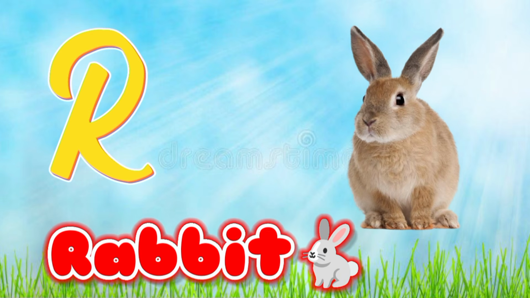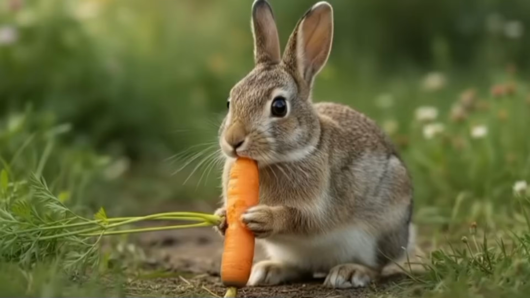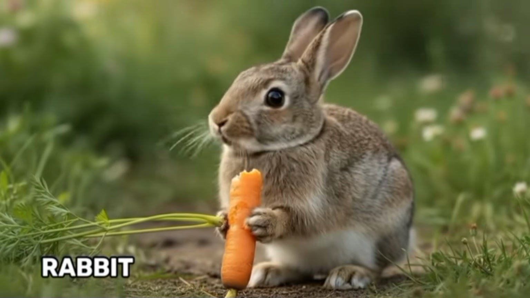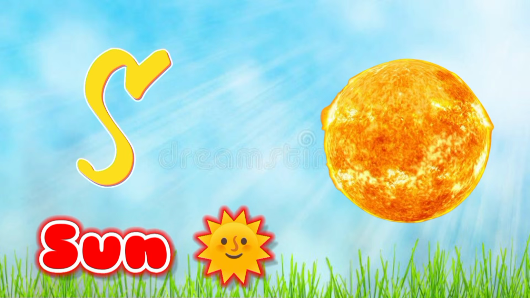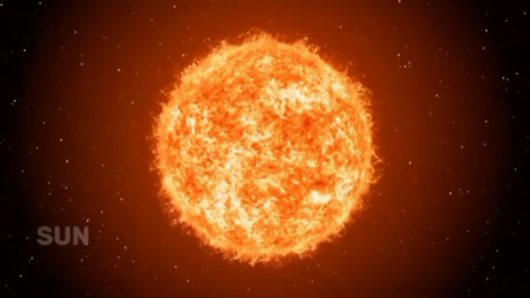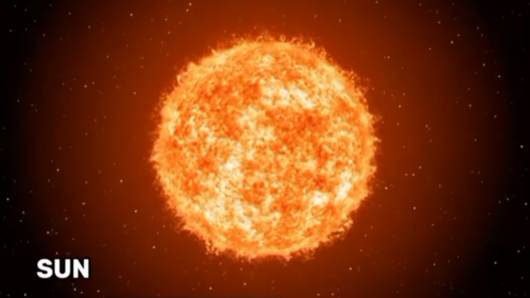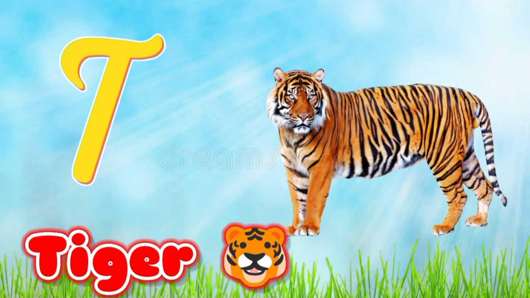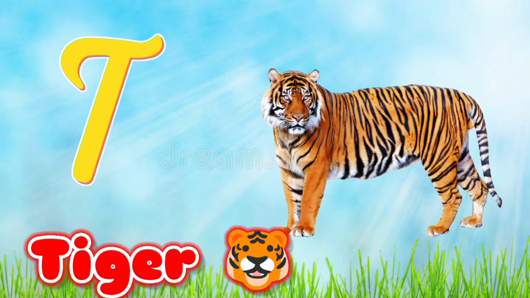R for rabbit. H, I, J, K, L, M, N, O, P, Q, R, S, T, U, V. S for sun. Now I know my ABCs. Next time, won't you sing with me? T for tiger.